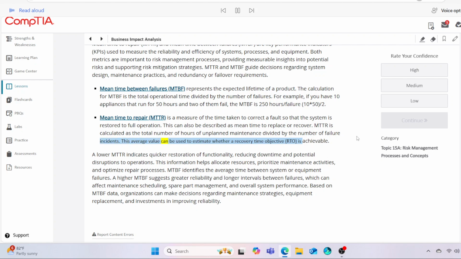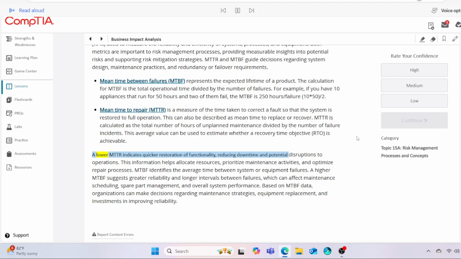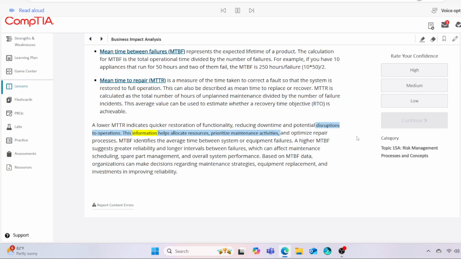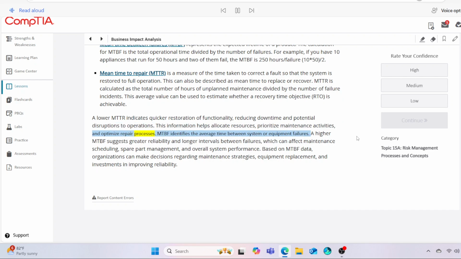This average value can be used to estimate whether a recovery time objective, RTO, is achievable. A lower MTTR indicates quicker restoration of functionality, reducing downtime and potential disruptions to operations. This information helps allocate resources, prioritize maintenance activities, and optimize repair processes.